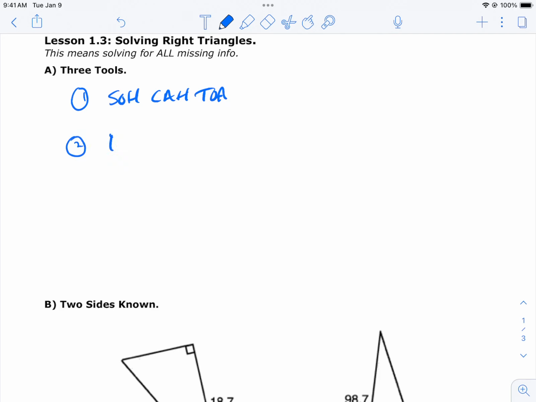Don't forget the Pythagorean Theorem. I know you know it. I know you've heard of it. The Pythagorean Theorem comes in handy. You don't have to set up any opposite adjacent. You just do the old a squared plus b squared equals c squared. What a nice formula, right?